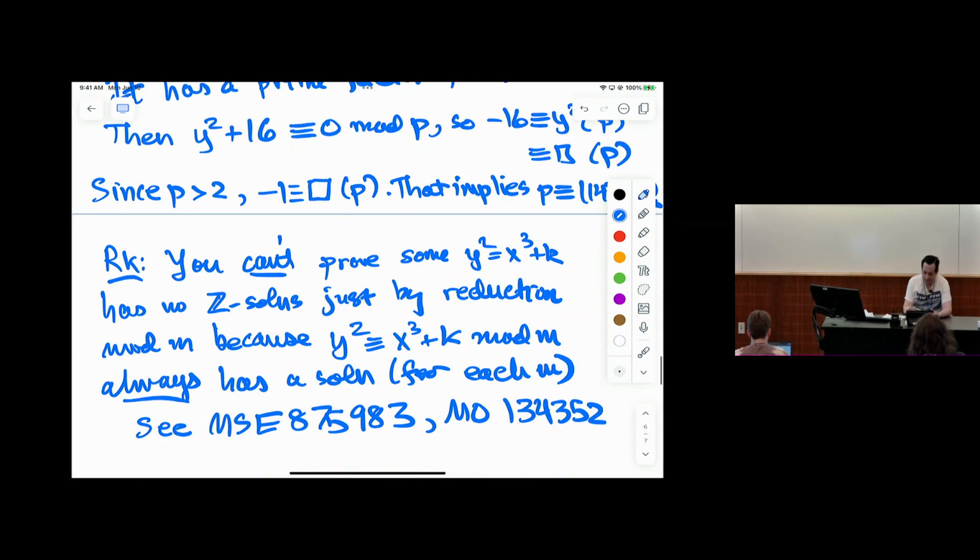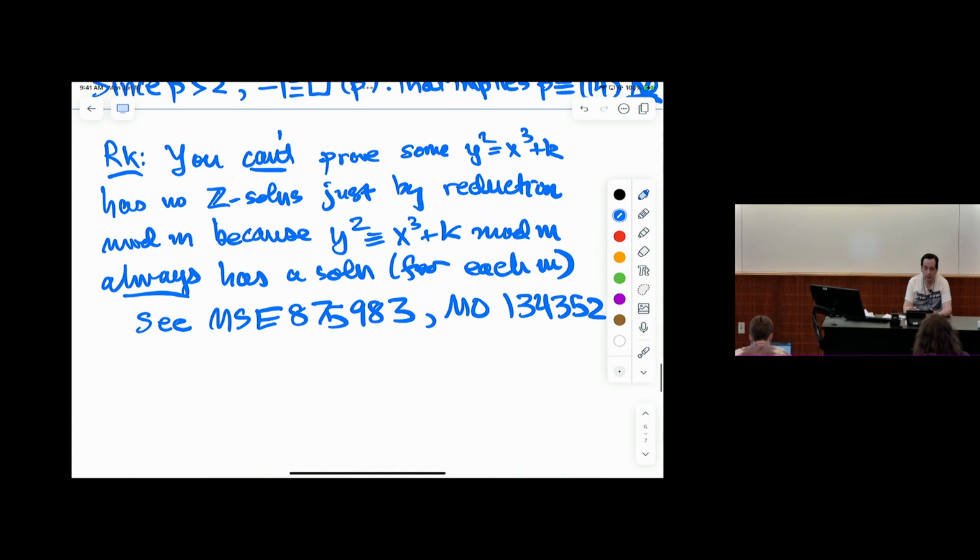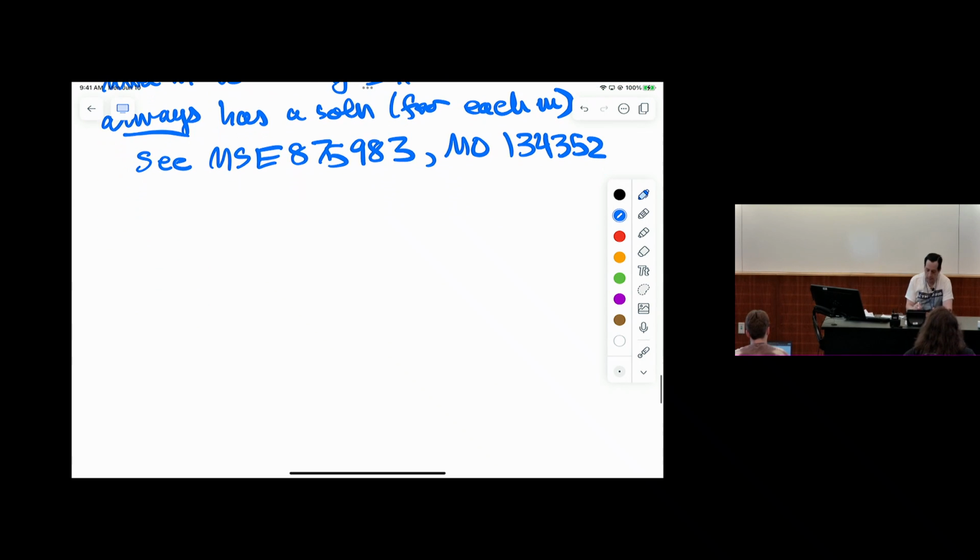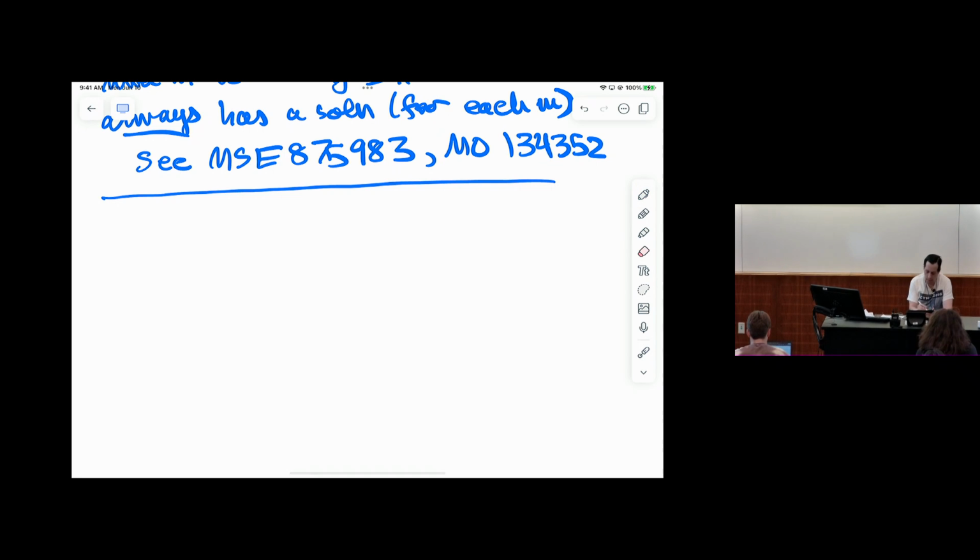Okay. Any questions? No? All right. So the last thing I want to discuss today, another Diophantine equation, is asking about, so here's the basic question.